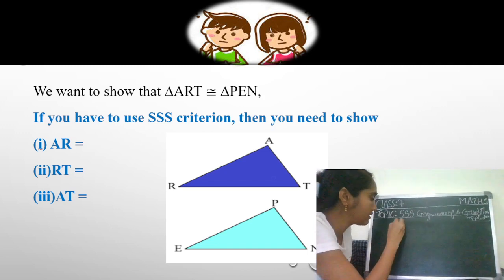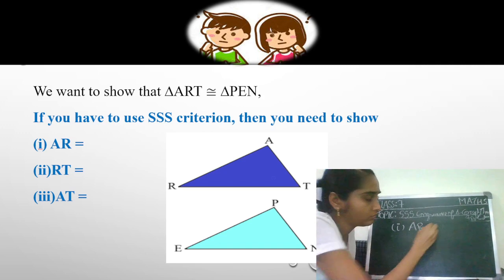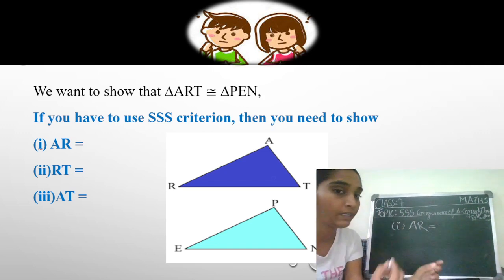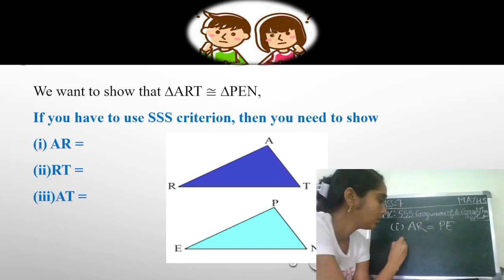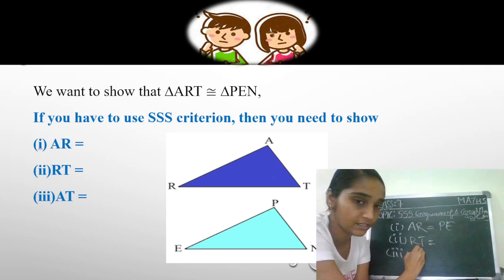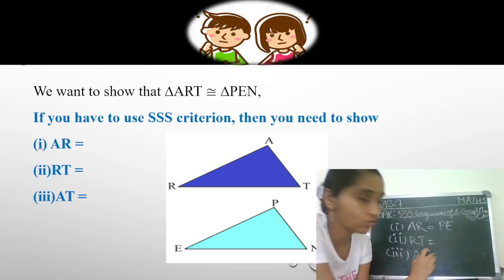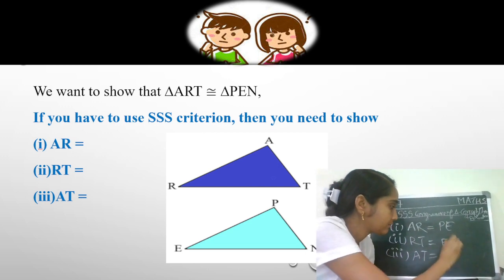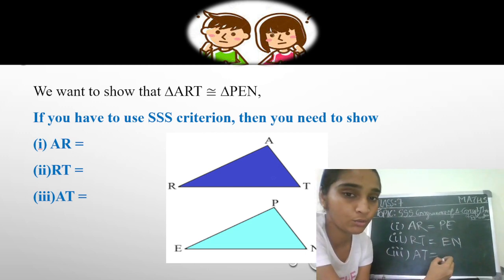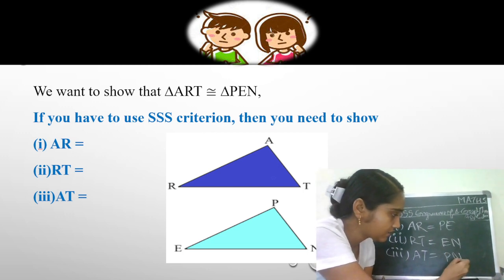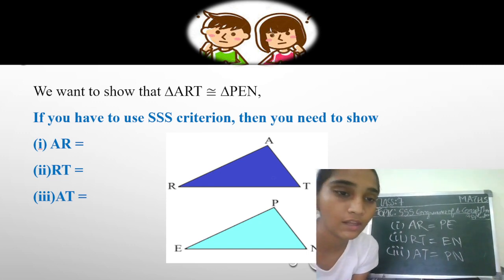Very good. So first we will say that AR will be equal to, yes, ART is congruent to PEN. So AR will be congruent to PE, equal to PE. What about second? RT will be equal to, you can write them side by side in the comment section. Yes, very good. So RT will be equal to EN. And similarly AT will be equal to PN. So by using the SSS criteria, we have shown what we had to show.